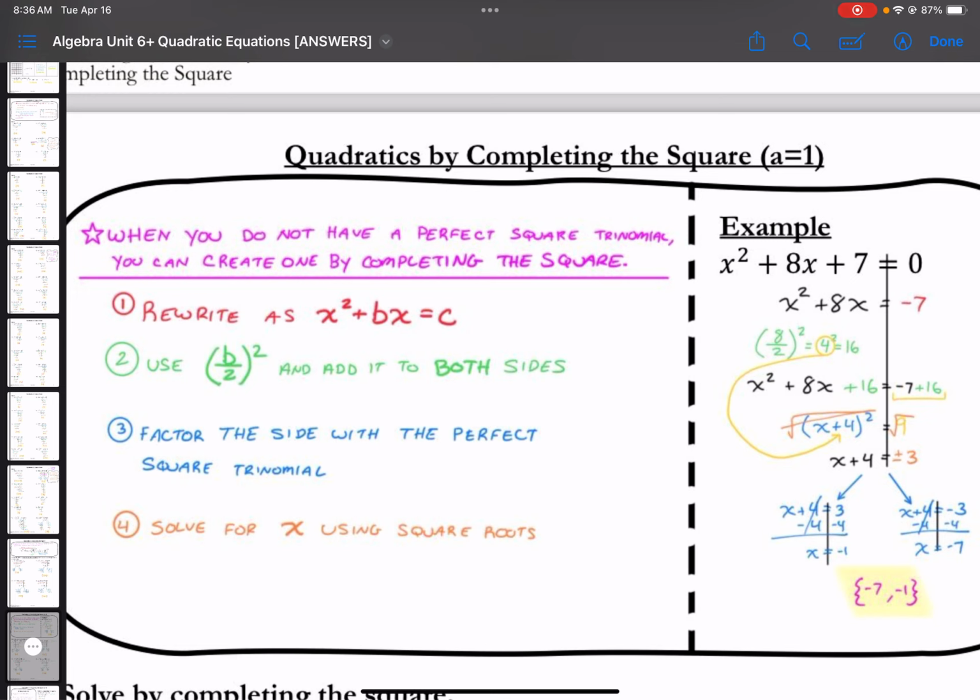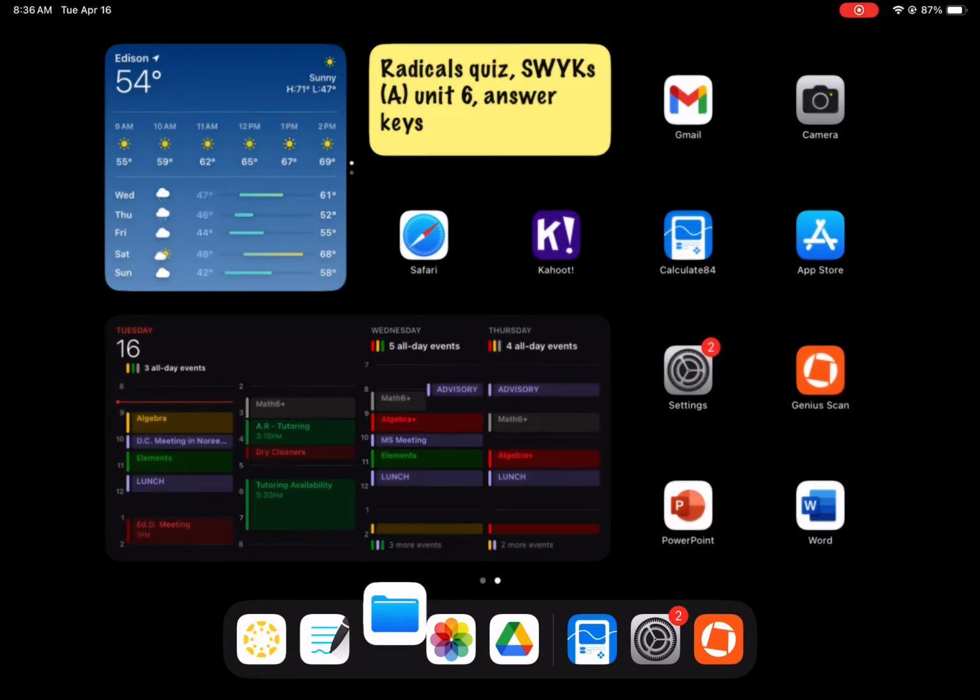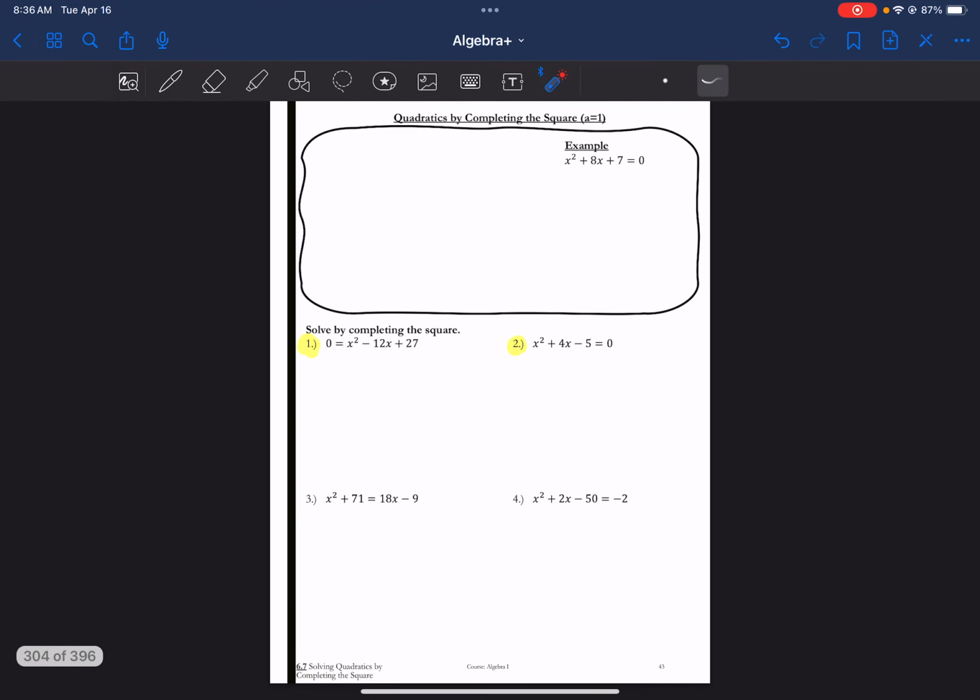Now that you've taken the notes, what you can see is I've written that if we don't have a perfect square trinomial, like I can't factor it, well then I can create one by completing the square. What this allows me to do is balance the equation. It's like, hey, I'm going to add a little to this side, I'm going to add a little to this side, and now I'll be able to factor it perfectly. So, number 1.